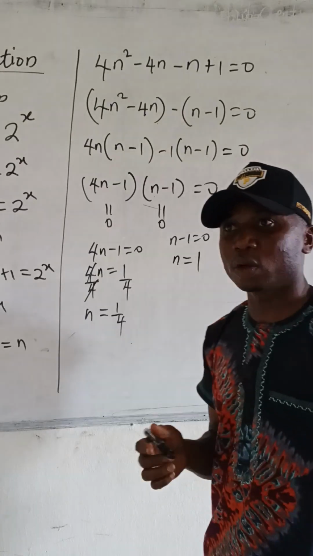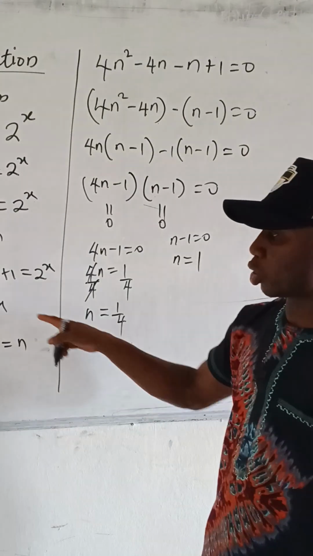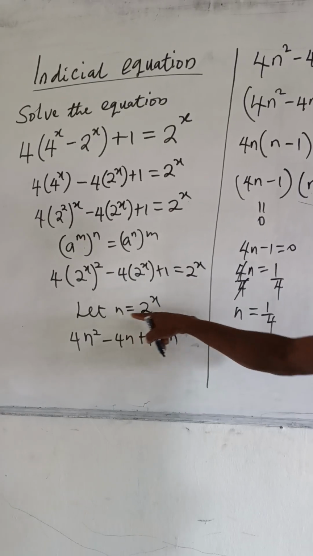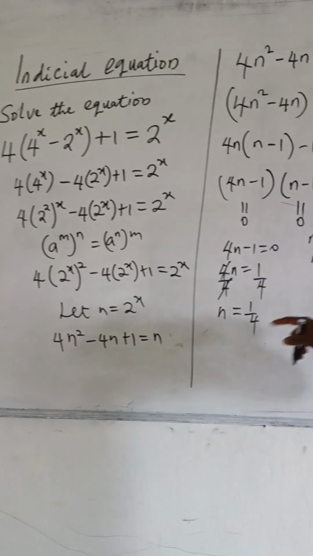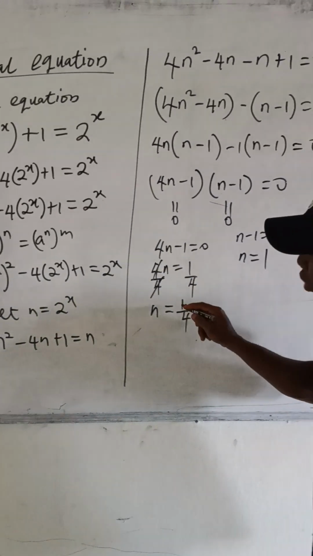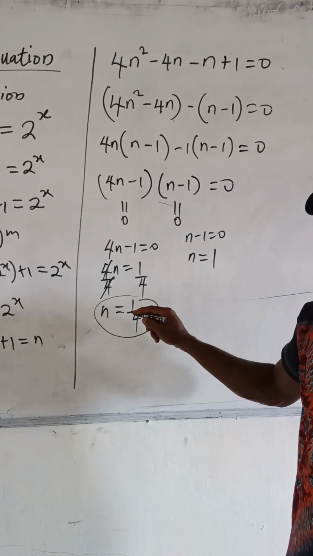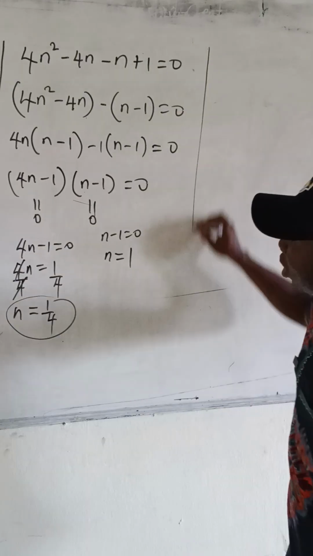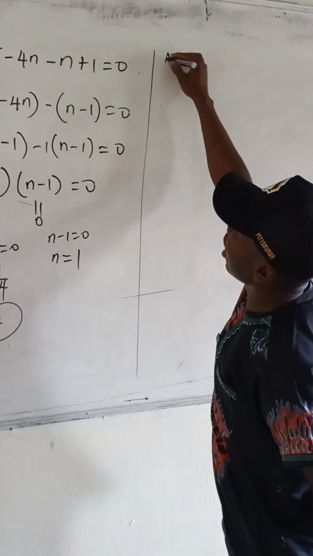But remember, we're not looking for n because we're looking for x. It's just that we replaced n. We used n to replace this, so we're going to bring it back. So we're going to consider when n is equal to 1 over 4 and then when n is equal to 1. Let's start from this.